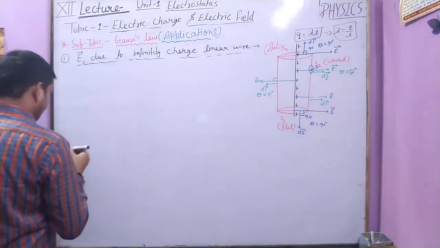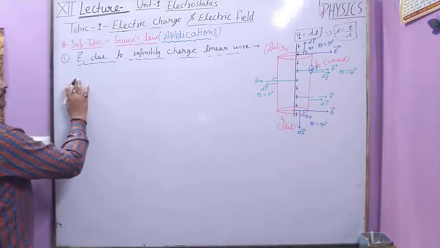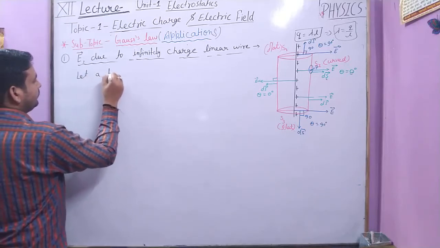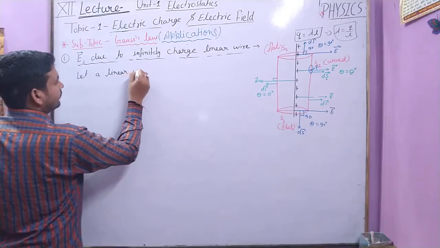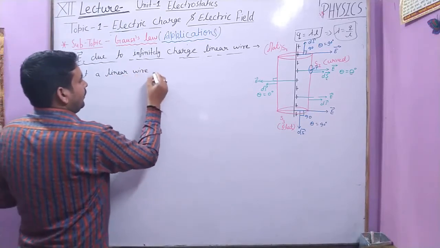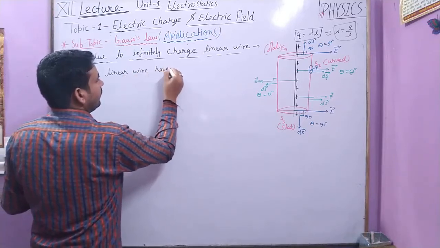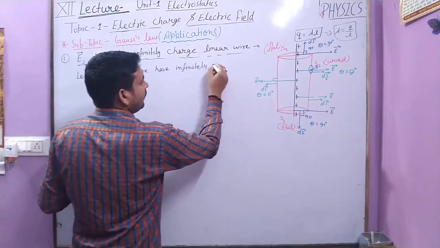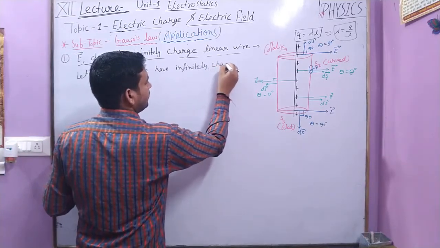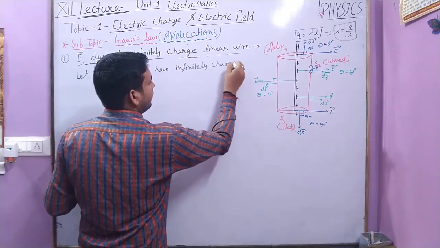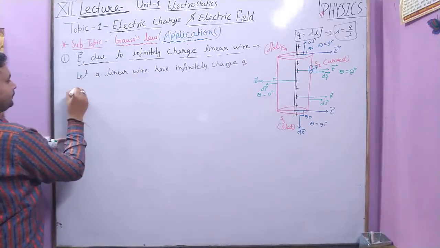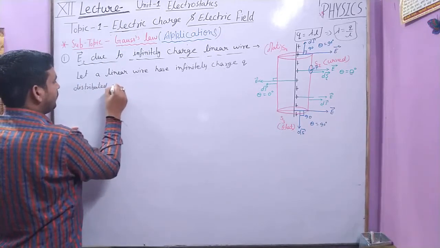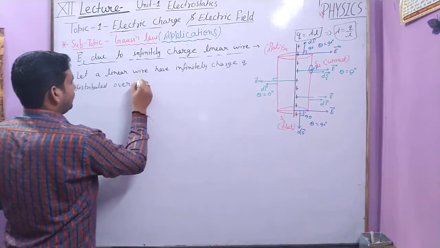Now step 1, that is, consider a linear wire having infinitely charge Q distributed over the whole length.